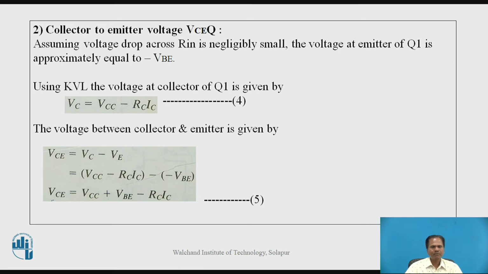So for Vc we can write VCC minus ICRC, and for the voltage at the emitter we can write minus VB. So VCC minus RC IC minus minus VB. The final equation for the collector to emitter voltage is VCE equal to VCC plus VB minus RC into IC. So in this way we got the equation for the collector to emitter voltage at the DC operating point, or Q point.